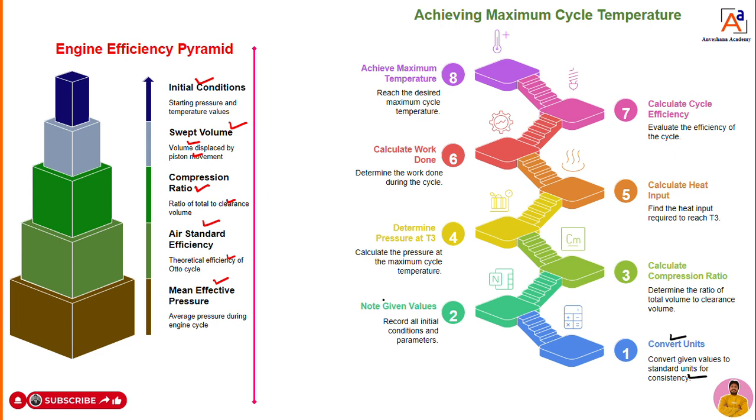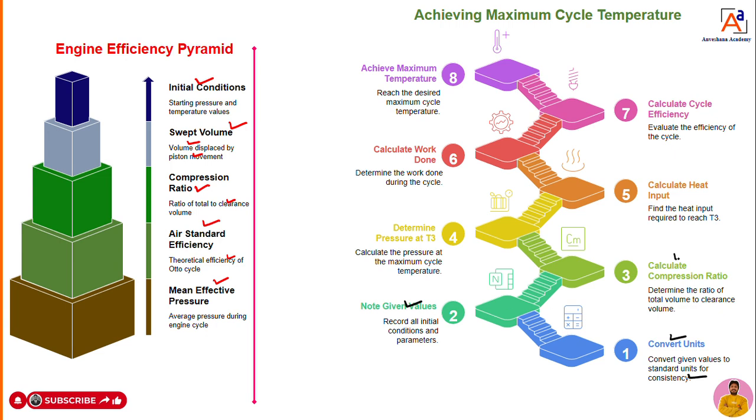Now second step, note the given values. What all the things has he given? He has given some basic data, T1 and P1. You have to list out all parameters first. Swept volume he has given, clearance volume he has given, initial pressure P1 he has given, T1 he has given. Next, he has given the maximum cycle temperature, which you have to list out. That is the second step.